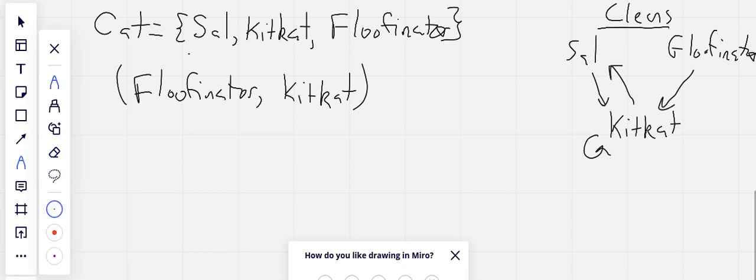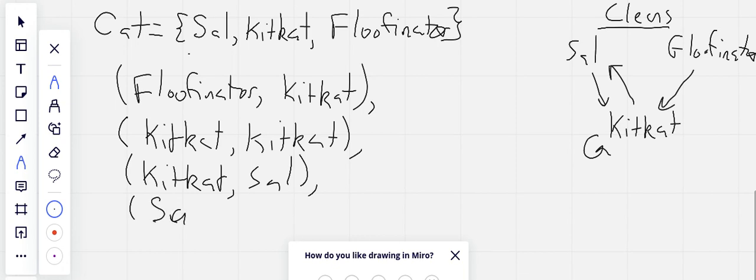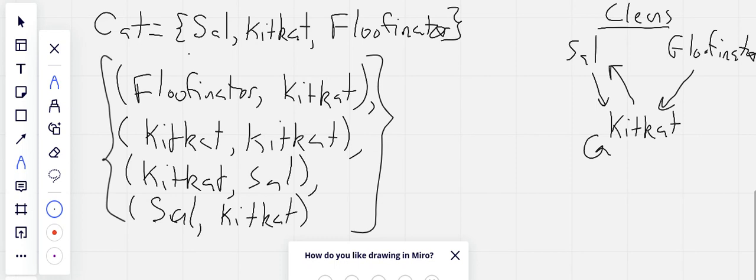So this is one thing that we would capture about the cleans relationship. In fact, because there's only finitely many cats, we can just list all of the possible cleans that they have. So we know that Kit Kat cleans Kit Kat. We know that Kit Kat cleans Sal. And we know that Sal cleans Kit Kat. And we can wrap this up in one nice little package here. This is a single set, and we might call this the clean set, or maybe abbreviate it even closer to just C.